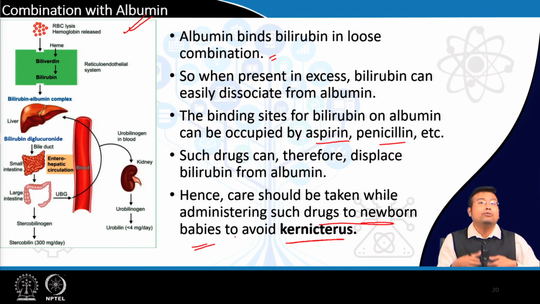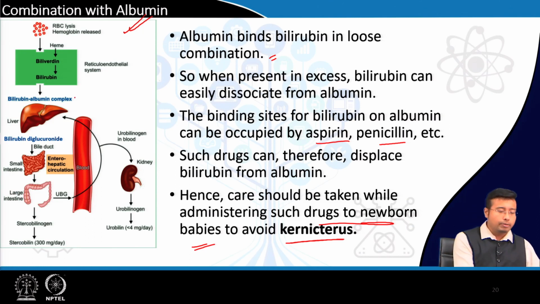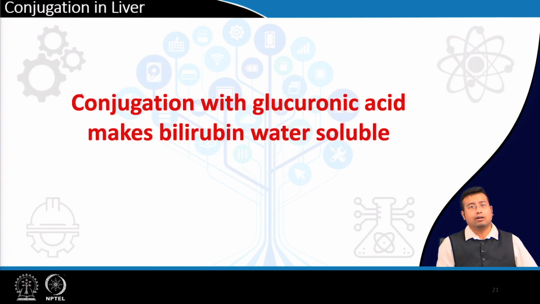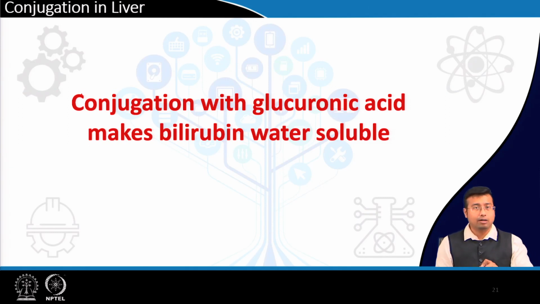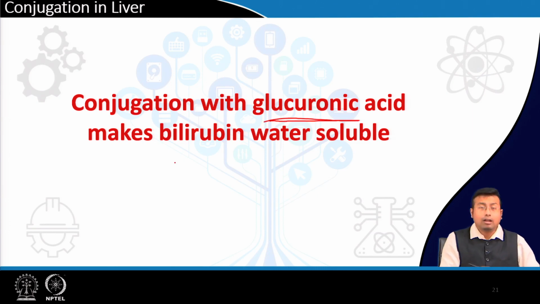If due to some clinical requirement we need to inject these drugs, precaution should be taken, right. So, the bilirubin-albumin complex goes to the liver. After going to the liver, what happens? The albumin is dissociated, and now we have free bilirubin, which is again insoluble. But when it enters the liver with the help of a transporter, the bilirubin will get conjugated with glucuronic acid, which actually makes it water soluble. So, let us see how it happens.